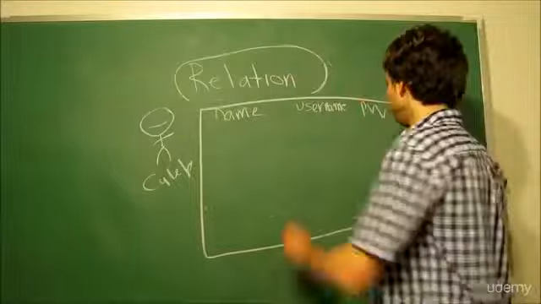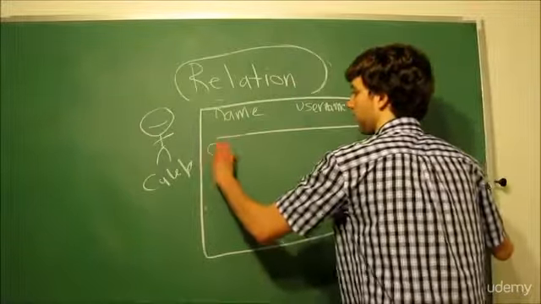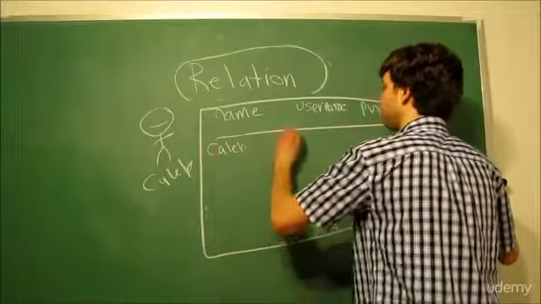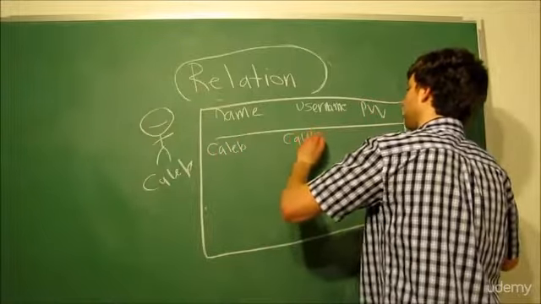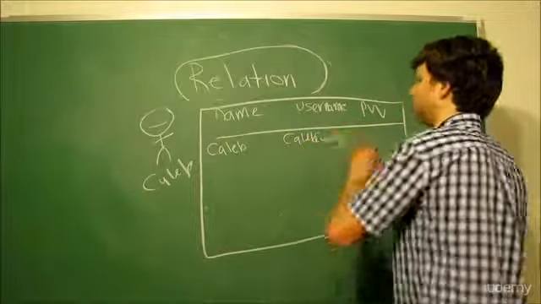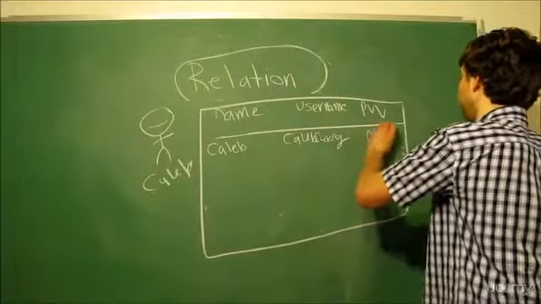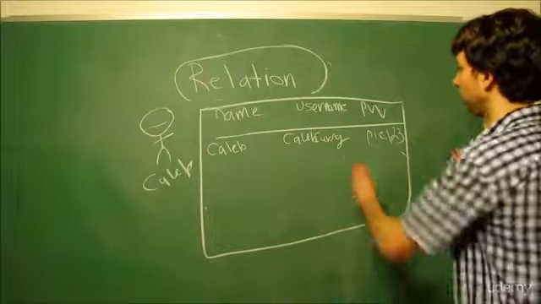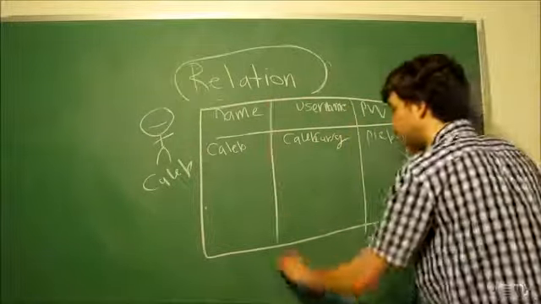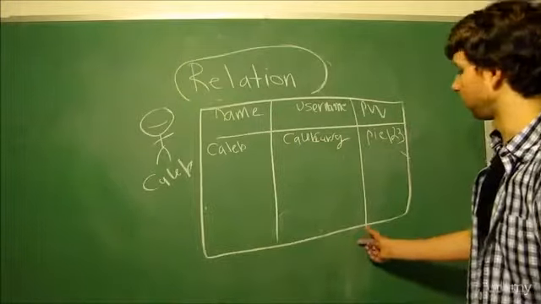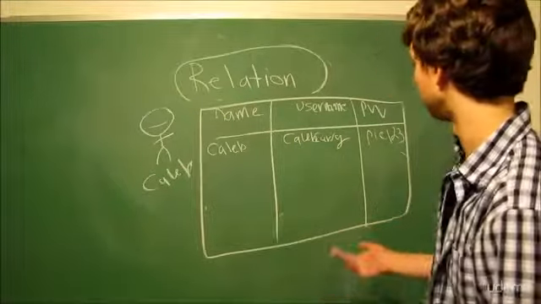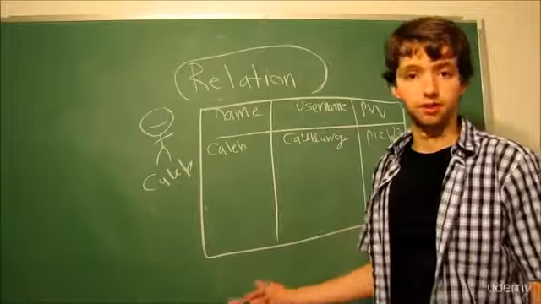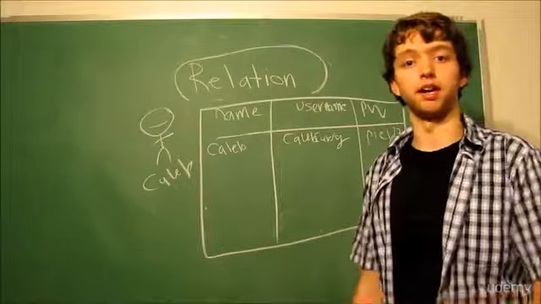So we take his name, Caleb. We take his username, Caleb Curry. We take his password, pi123. We kind of get this table concept. It almost looks like a spreadsheet that we talked about in the last video. Although it is slightly different, and we'll be talking about that as time goes on.